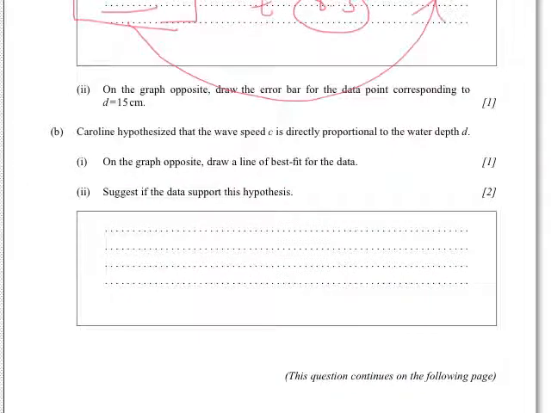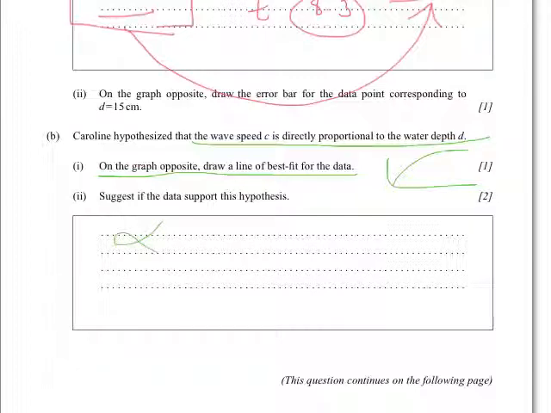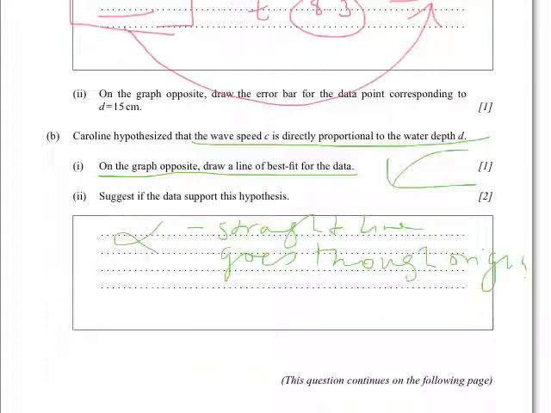So now we have Caroline hypothesizing that the wave speed is proportional to the depth d. Well, we've done a line of best fit, and it was a curve. So her hypothesis was wrong. But how do we justify that? Once again, you have to remember that proportionality is a straight line graph that goes through the origin. Therefore, the graph cannot be proportional because it's a curve and doesn't go through the origin.